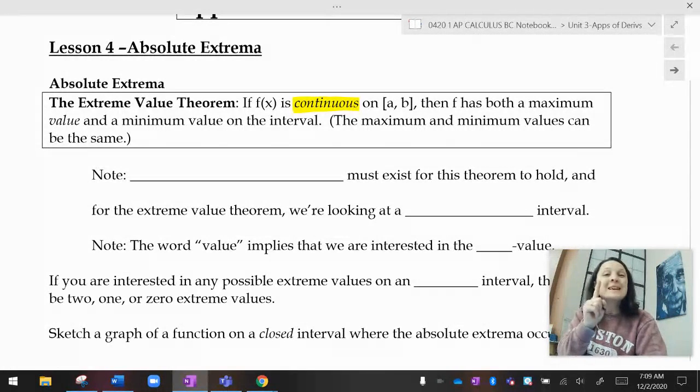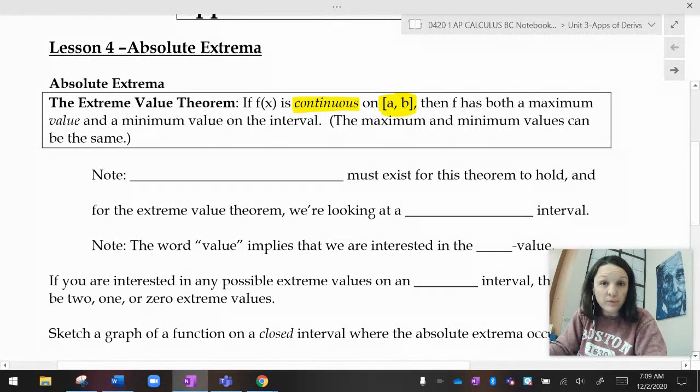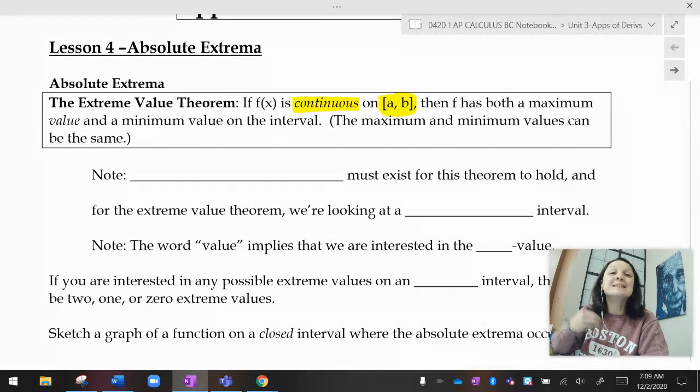Number one is this only is true if you have a continuous function on a closed interval. If you have a function that is not continuous, then it is not guaranteed that you have that highest or a lowest point. So it has to be continuous on a closed interval. If you have it on an open interval, same thing, there may not be a highest and or a lowest point because you may have arrows or holes or things like that.